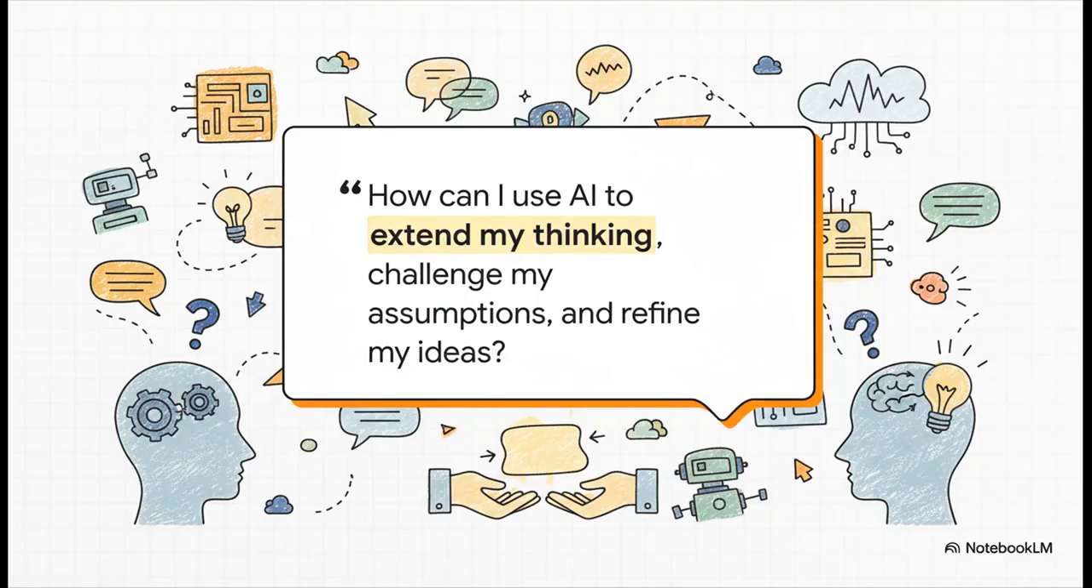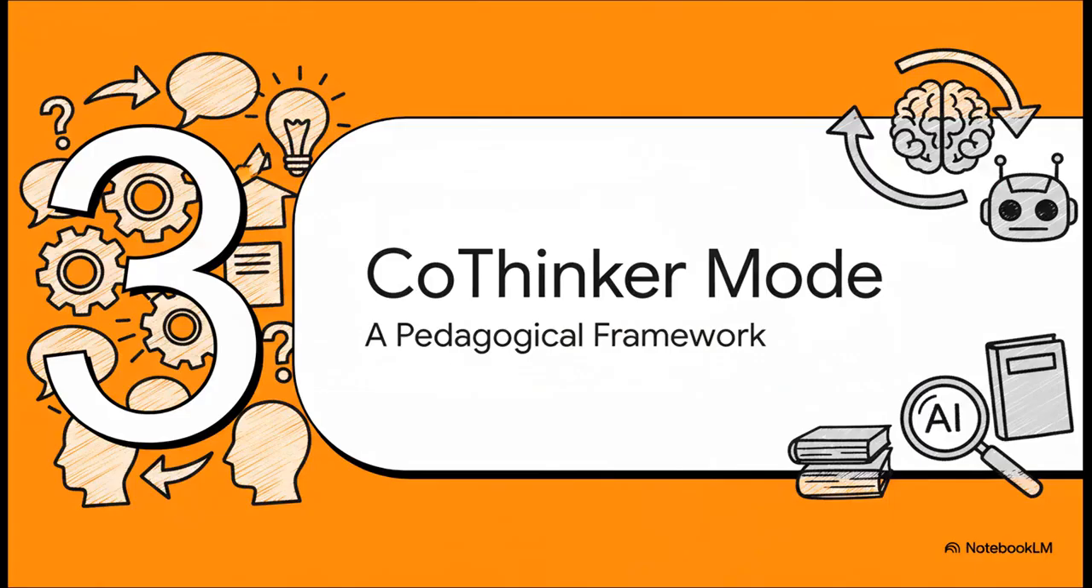And this is the shift we need. The new question is active, it's engaged, and it's all about the process. How can I use AI to extend my thinking, challenge my assumptions, and refine my ideas? I mean, wow, suddenly the student is right back in the driver's seat, using AI as a tool to become a better thinker. This one simple shift changes everything. This powerful new question is actually the foundation for a whole pedagogical framework called co-thinker mode. It's a structured way to make this big mindset shift a reality in pretty much any classroom. So let's dive in and see how it actually works.